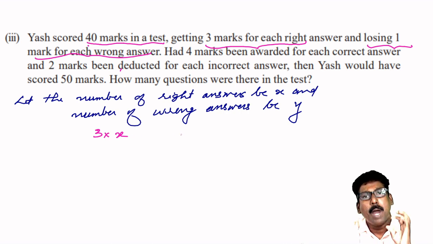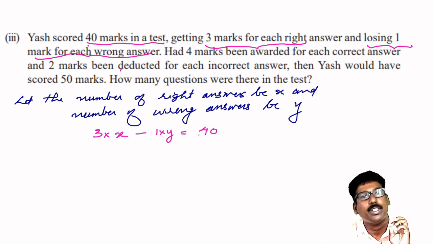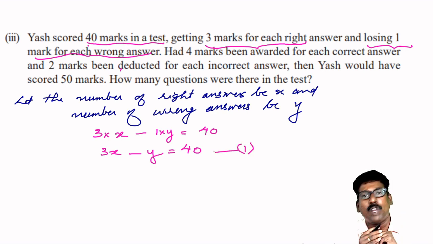Then, for each wrong answer, he is losing 1 mark. Let the number of wrong answers be y. So it is y into 1, or 1 into y. Now, from the right answer marks, if you subtract the wrong answer marks, you will get the total marks, that is 40. So the equation you can write as 3x minus y is equal to 40. That will be equation number 1.